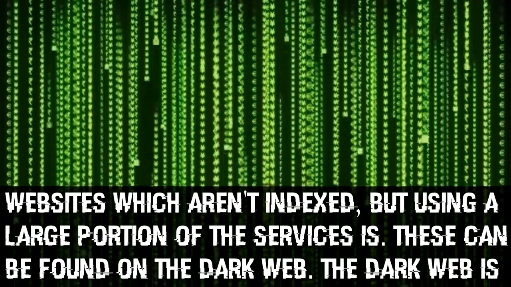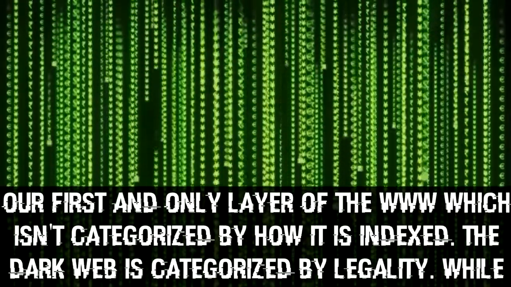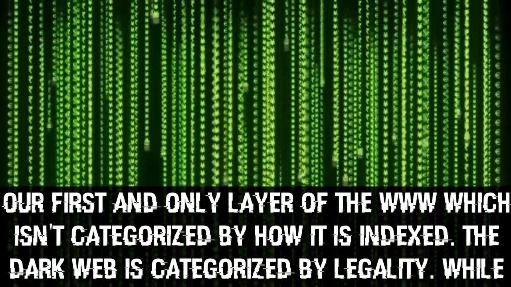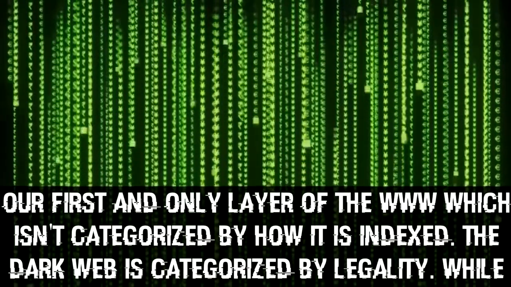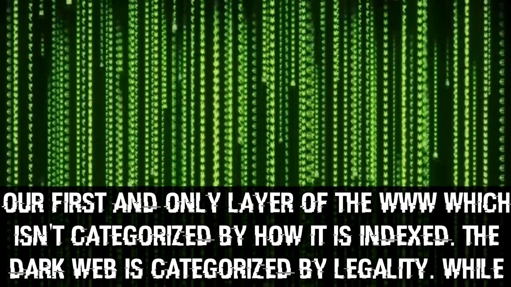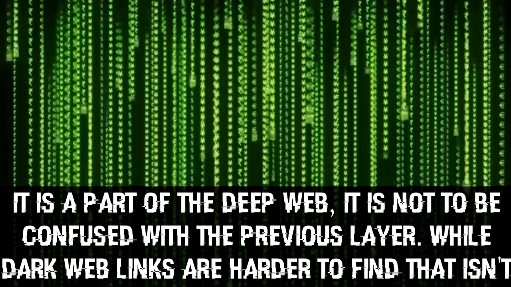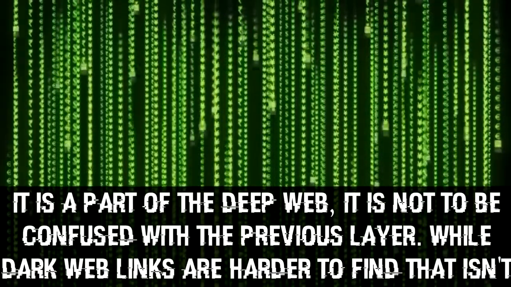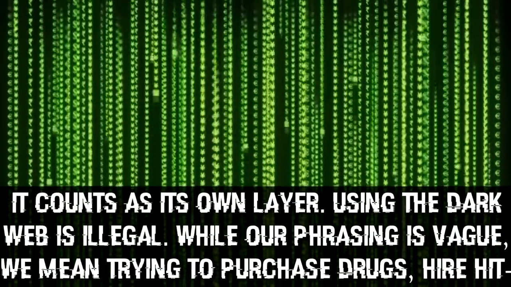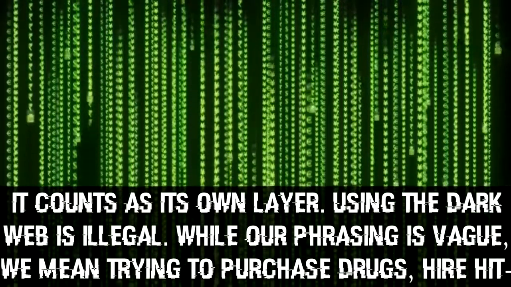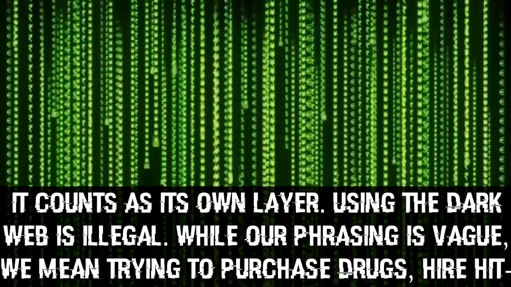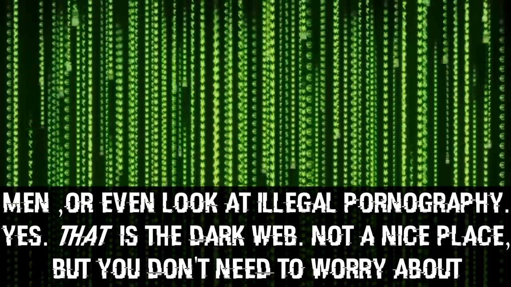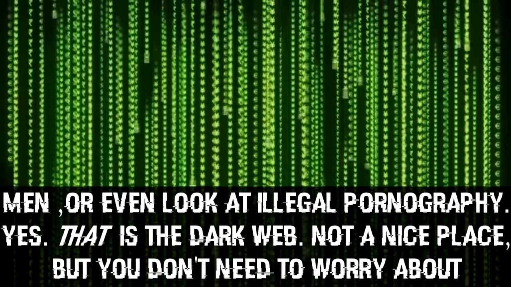These can be found on the dark web. The dark web is our first and only layer of the World Wide Web which isn't categorized by how it is indexed. The dark web is categorized by legality. While it is a part of the deep web, it is not to be confused with the previous layer. While dark web links are harder to find, that is not the reason it counts as its own layer. Using the dark web is illegal. While our phrasing is vague, we mean trying to purchase drugs, hire hitmen, or even look at illegal pornography.